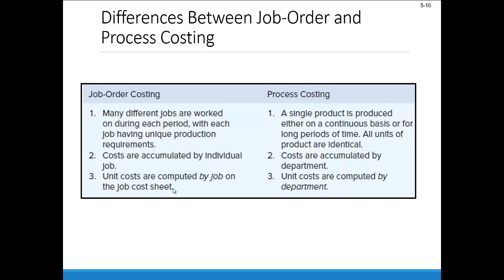In a process costing system, costs are accumulated by department instead, by these processing departments, and unit costs are computed by department as well. And these types of systems are more appropriate if the products being produced or the services being provided, if we want to extend it to service organizations, are one and the same. Like units are identical, sort of mass production of things that aren't different customer to customer.